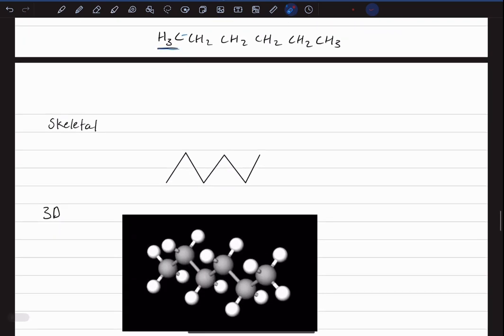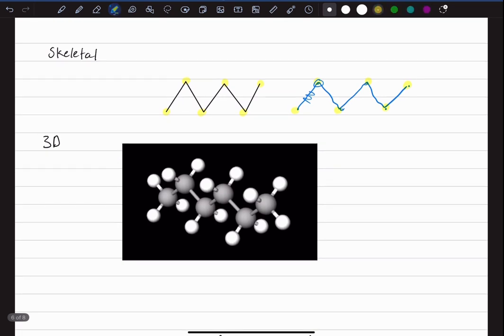Moving on, we have the skeletal, which is drawn like this. First, you want to get your 6 carbon atoms. Since hexane is a 6 carbon molecule, you have 1, 2, 3, 4, 5, 6, and then you connect the dots. Here we can see the 6 carbon atoms in the molecule. It is important to keep in mind that the dots are the carbon atoms, not the lines. The lines are the bonds.